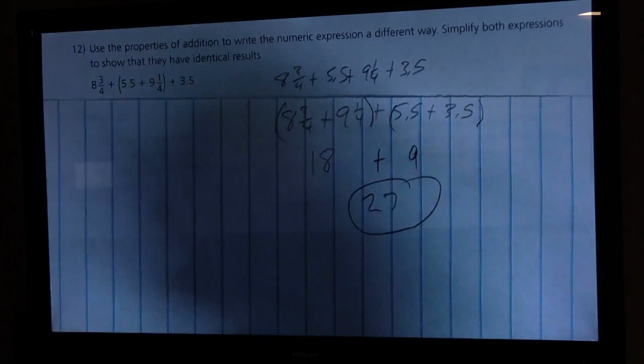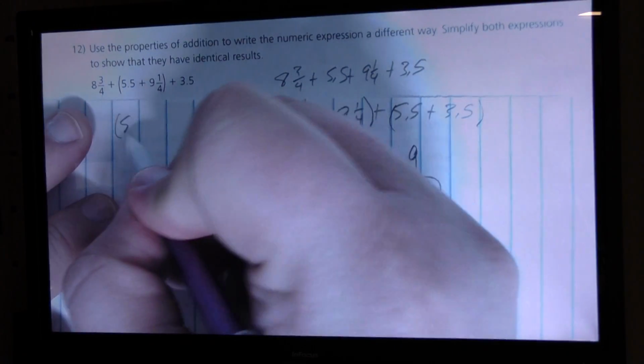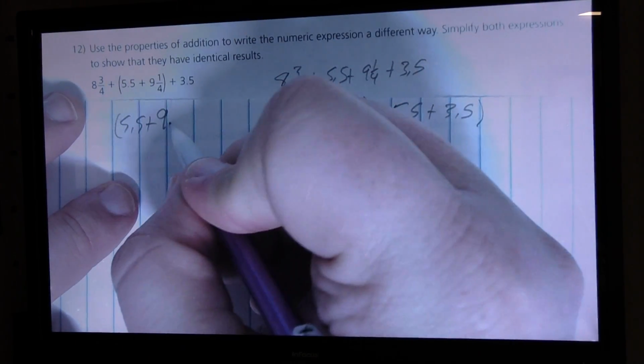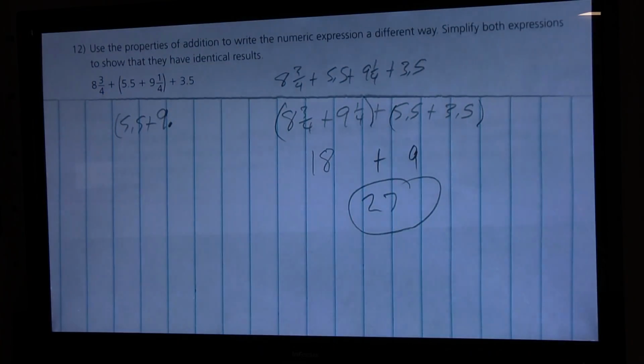And this is why. I know that 5.5 is going to stay the same, but this 9 1/4, 9 is my whole number, and I'll put my decimal point, and I know that 1/4 of a whole would be written as 0.25. So I'll go ahead and do that.